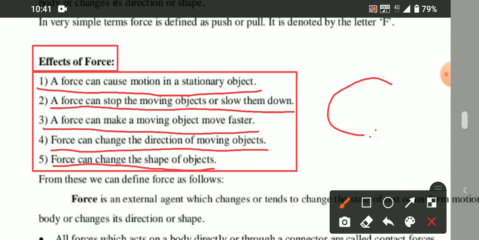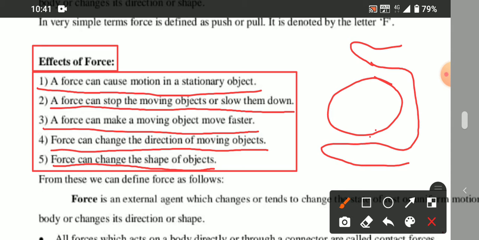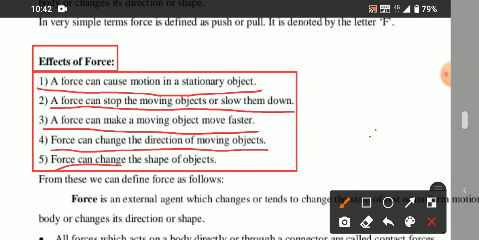Here is a piece of clay in a circle shape. If we press the clay with our two hands, two fingers, and add force to press it, it becomes like this. Now the shape is an oval shape, and here is the circle. When we added force on the clay, the shape has been changed. So force can change the shape of the object. That is the meaning of the fifth point.